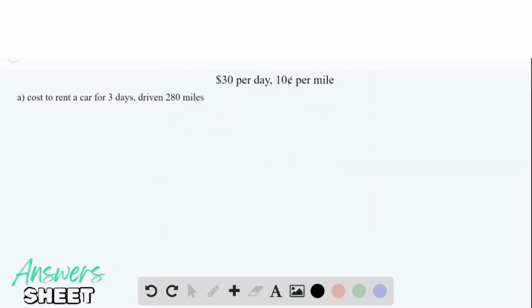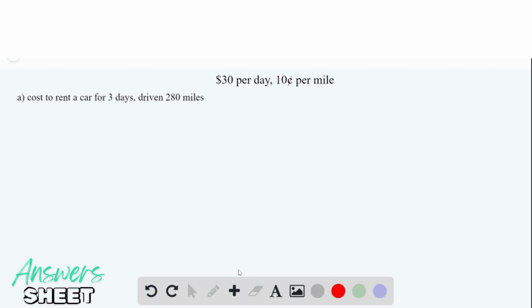So this problem is set up by telling us that at a certain car rental agency, a compact car rents for $30 a day and 10 cents a mile. And part A asks us for what the price is of renting a car for 3 days and driving it for a total of 280 miles.